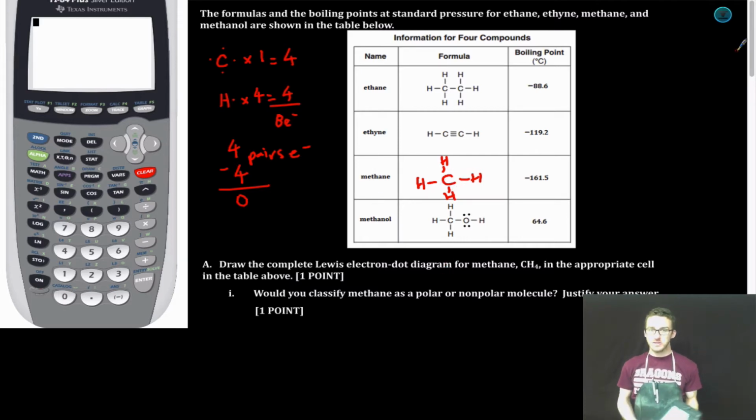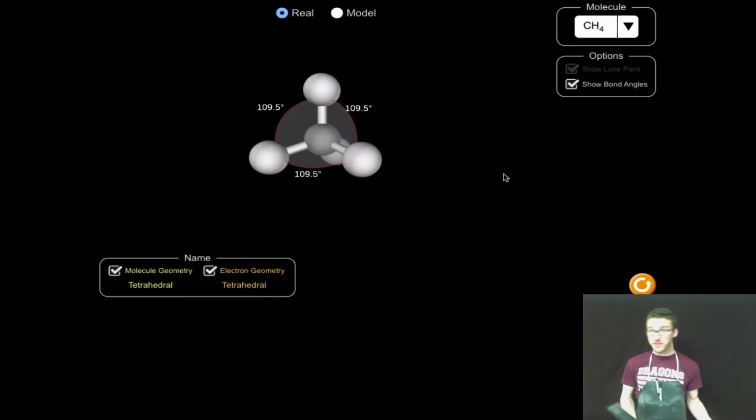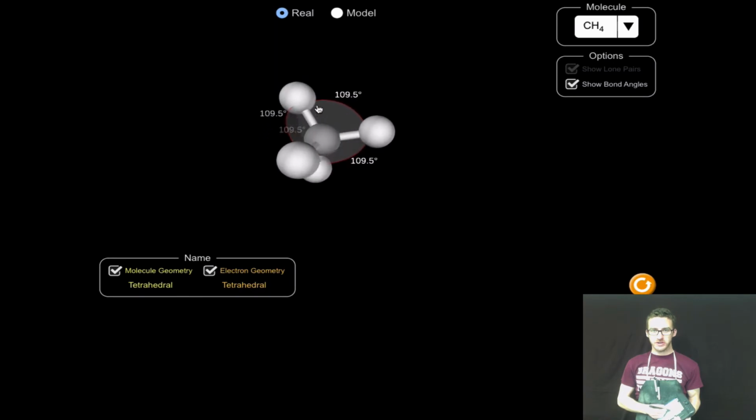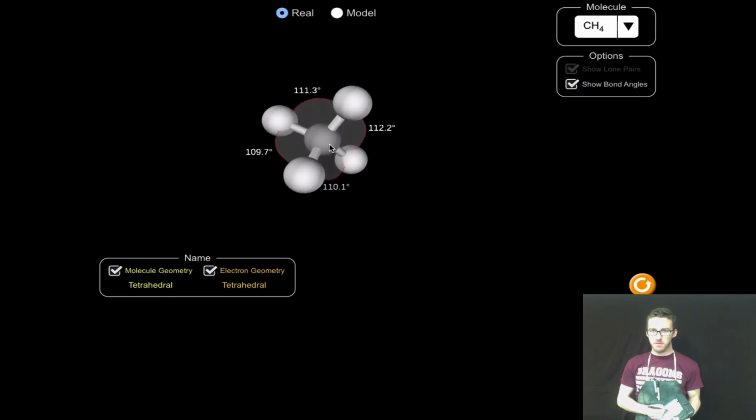Feeling good. Subpart I. Would you classify methane as a polar or non-polar molecule? Justify your answer. Alright, that can be kind of tricky to do in Lewis structure format, so I encourage you to take a look at the VSEPR model.